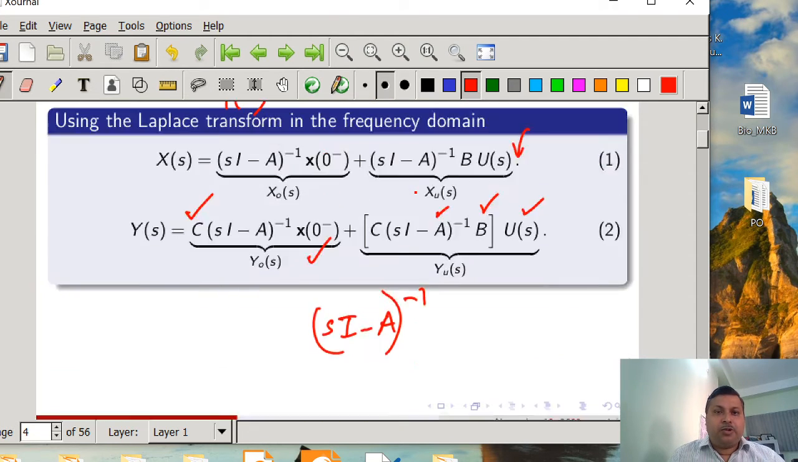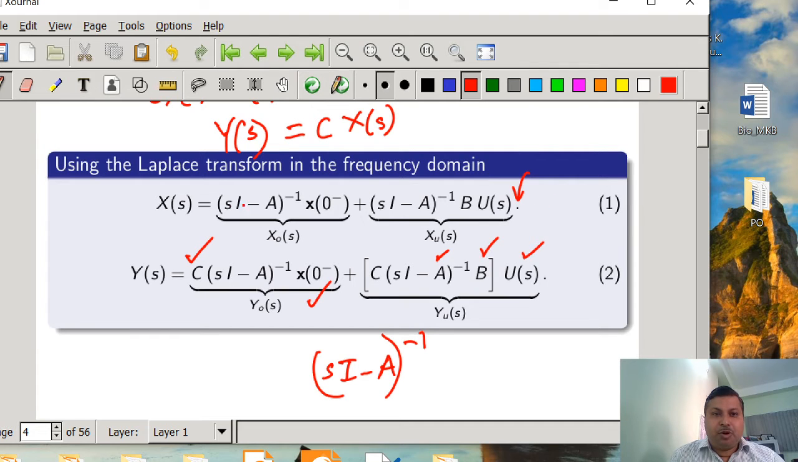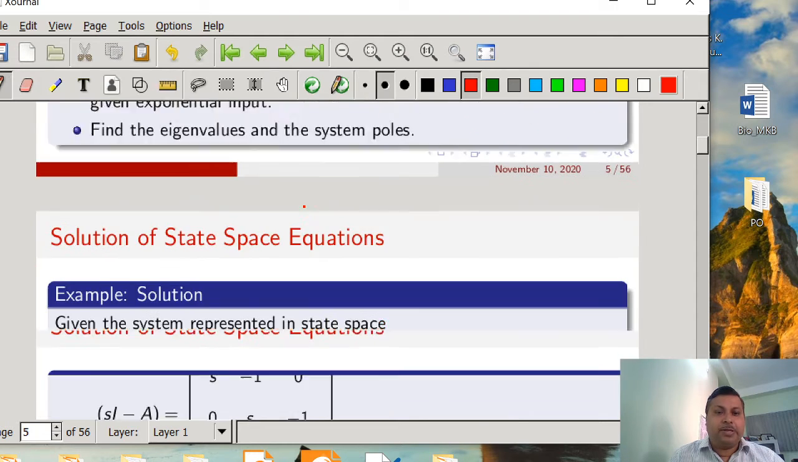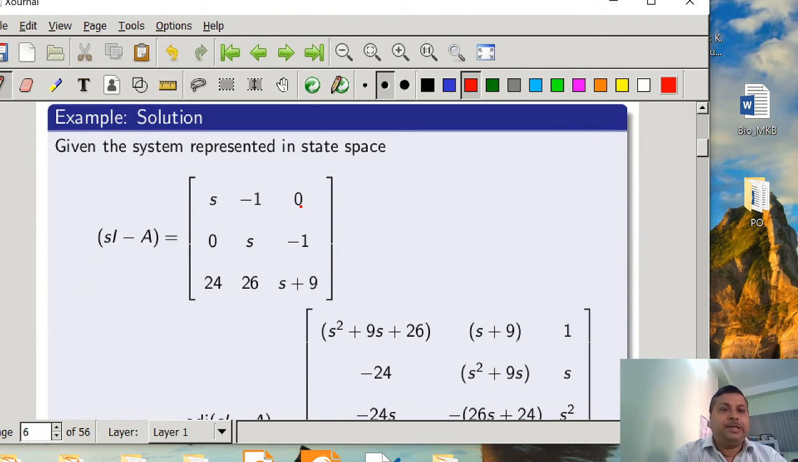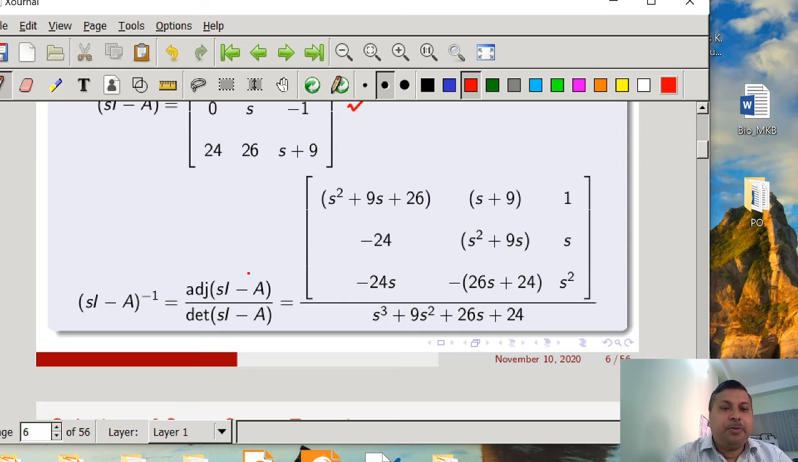So according to our discussion, we first have to compute (sI minus A) inverse to compute X(s), because x0, B and U(s) are given. So now we compute (sI minus A) inverse in the frequency domain. We have computed sI minus A, and then we computed (sI minus A) inverse by computing the adjoint of sI minus A and the determinant of sI minus A. So this is the expression you can see for (sI minus A) inverse.